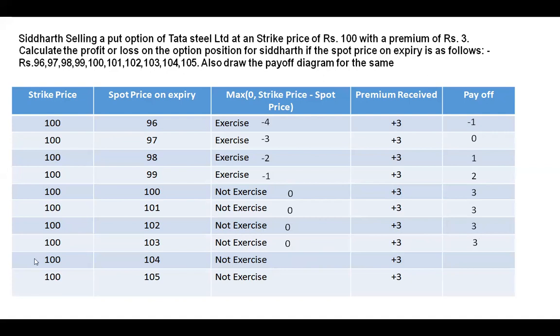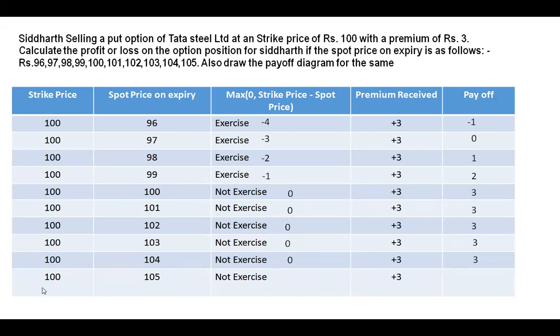payoff profit. At 100 rupees, the put buyer is having a right to sell but no obligation to sell. So put buyer will not sell at 100. He would like to sell at 104. So when he is not selling at 100, you have to write not exercise and 0. Siddharth is the put seller. He received the premium upfront and the amount is profit for him. This amount is profit for him.